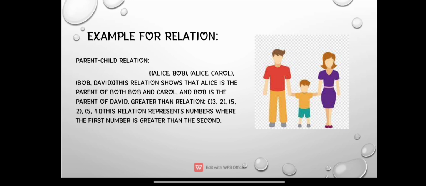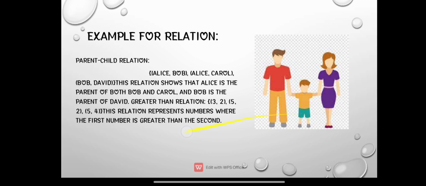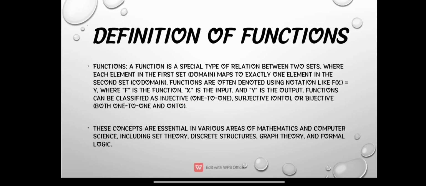So here we have one more: the greater than relation: (3, 2), (5, 2), and (5, 4). So there are 3 pairs, and in these 3 pairs we can see that the first number is greater than the second. So this is how a relation between sets works. Next, let's move on to the next topic, that's function.